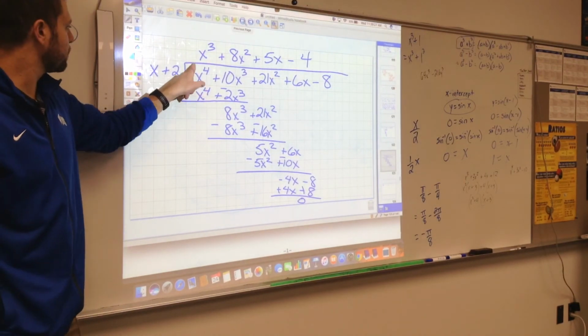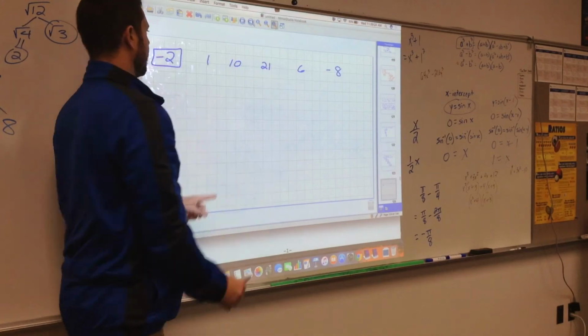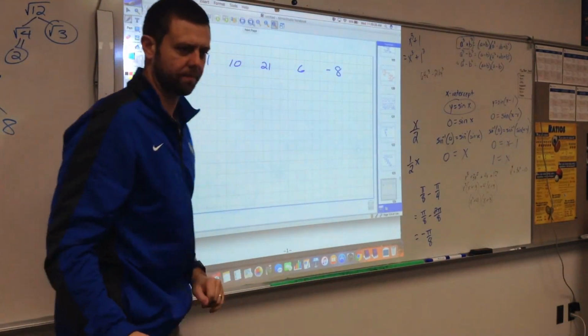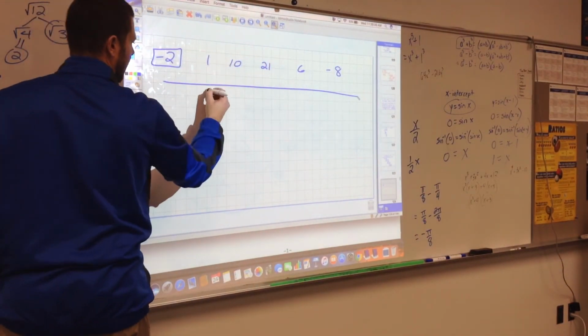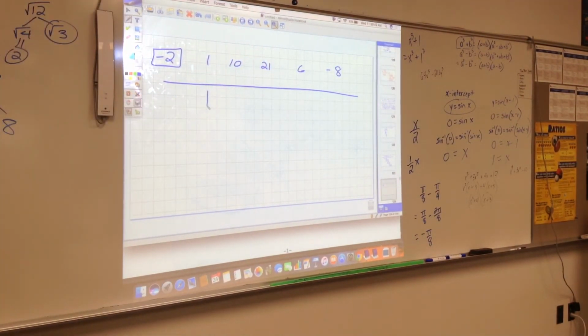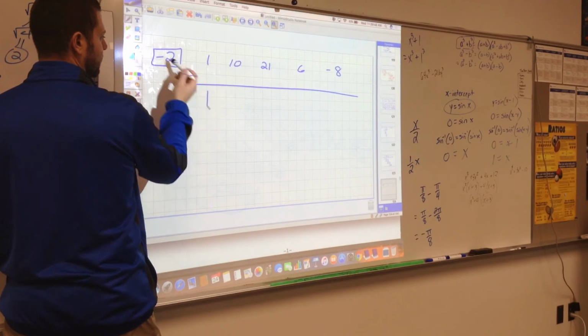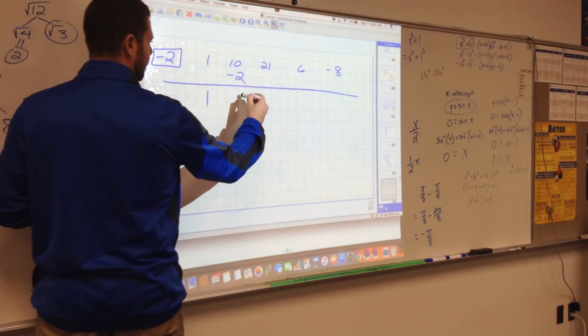Look at my coefficients: 1, 10, 21, 6, negative 8. I put those all out here to the right. I take that first number, I drop it all the way below the line. And then I'm going to do the same process over and over again. Watch the process. 1 times negative 2 is negative 2. I'm going to put it right here and add those together and get 8.